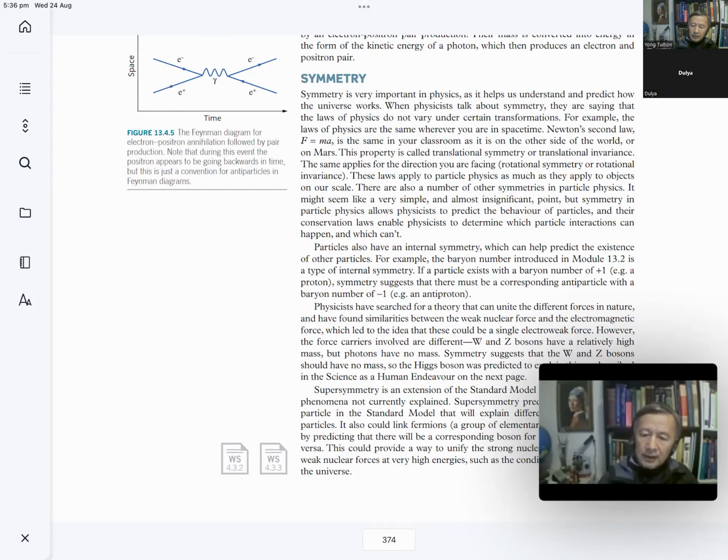So this symmetry, if you want to know more, is that if you have the particle, then there should be an antiparticle. That is also called symmetry. Depending on how much you know about this idea. In this first paragraph, they are talking about the laws of physics not changing under certain transformations. So that is, for example, if you change the time direction, right?